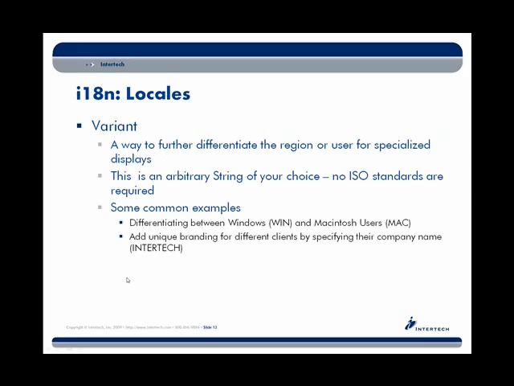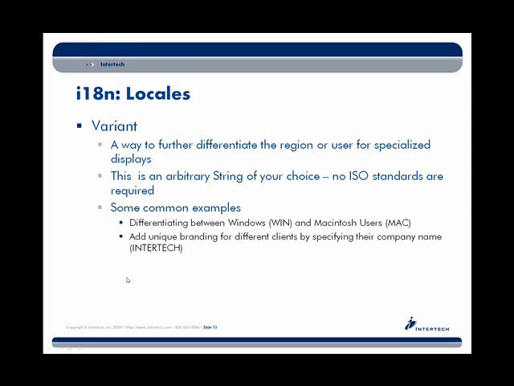The third property of a locale is not used as frequently as the first two, and that's a variant. It's just a way to further differentiate the region or user for specialized displays. Things that you'll use in your application that give you a little bit more information. It's really an arbitrary string of your choice. There's no ISO standard here.